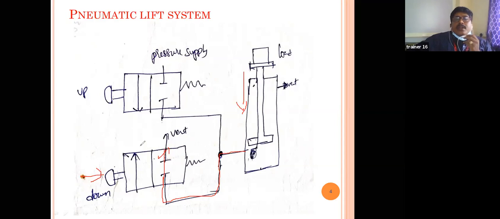Right, next we will go for the next one, to understand this pneumatic lift actuation system. When you push this button, the lift is moving up. And when you push the other button, the lift is moving down. Whatever compressed air is here goes out through this vent to atmosphere. When you push this button, the compressed air goes into the system and the lift moves up. That means the load is moving up. Here, this is the load arrangement.